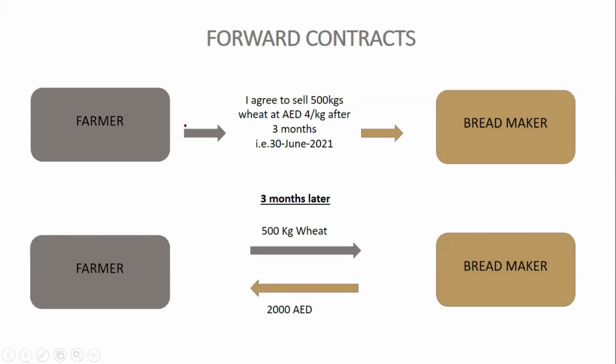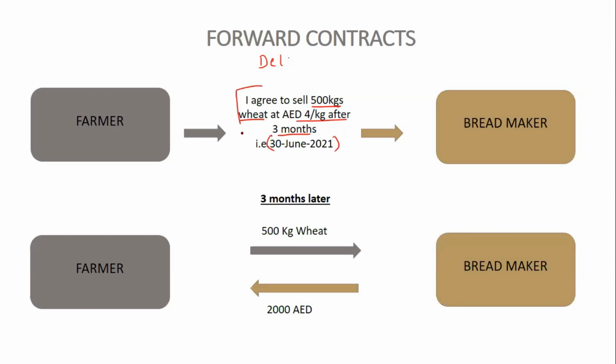Let's look at a very simple example of a delivery based forward contract. There is a farmer who is agreeing with a bread maker that I am going to give you 500 kgs of wheat at this particular price, that is 4 dirhams per kg, after 3 months. Let's call this on 30th June, this delivery is going to happen, right?